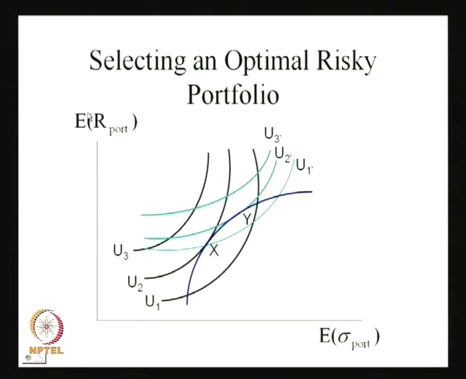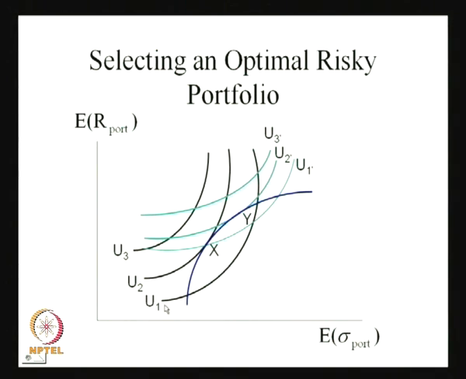Here, this is your expected return from the portfolio, and this is your expected risk from the portfolio. For the various investors or consumers available in the market, these are the different utility curves, or satisfaction curves, they have on the basis of the trade-off between risk and return. So these are the three curves, U1, U2, U3. Then there are another three curves, U1 prime, U2 prime, and U3 prime.